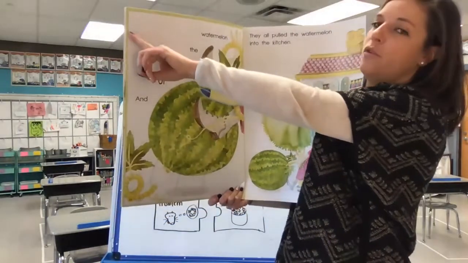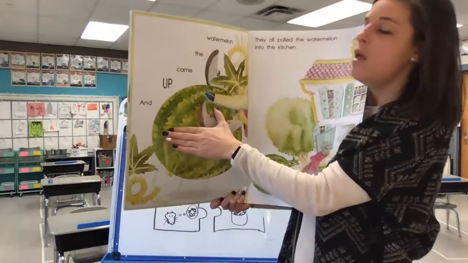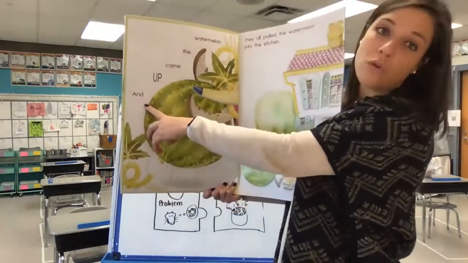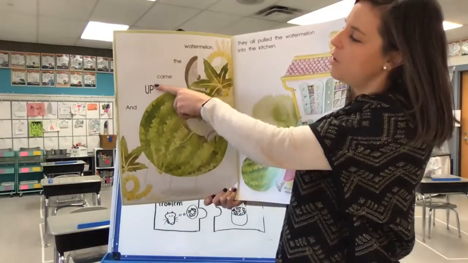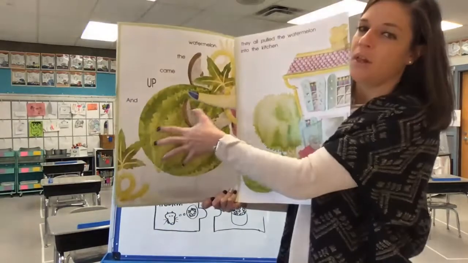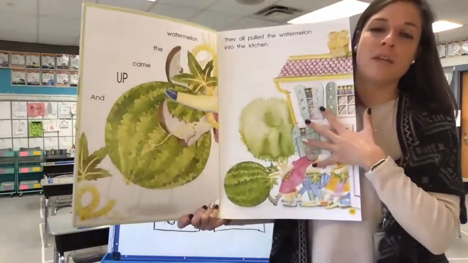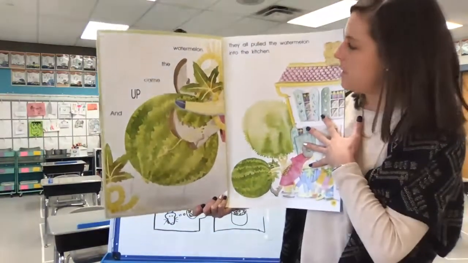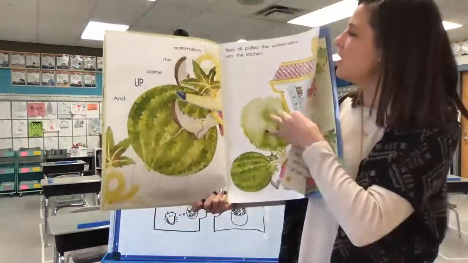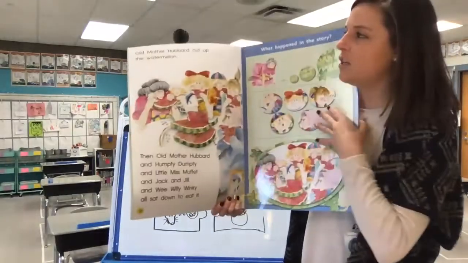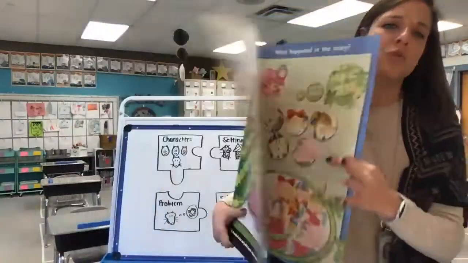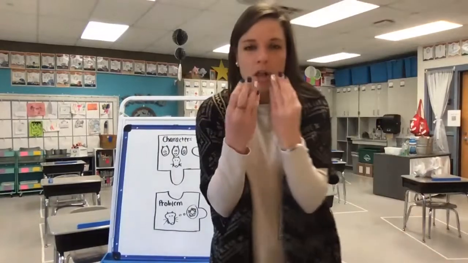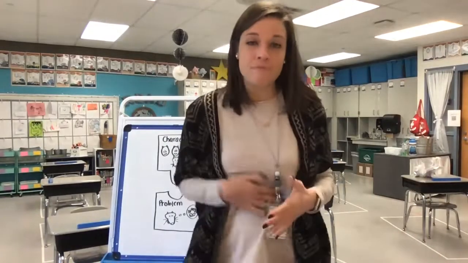Normally we read from left to right and top to bottom. But the author, the person who wrote the book, was really creative and made the words go up as the watermelon came up. So that's showing me as a reader that's pretty important that the watermelon did that. And then at the end of the story, they pull the watermelon to the kitchen, and what do they do? They enjoy their watermelon. Can you guys enjoy your pretend watermelon? So tasty. Raise the roof if you like watermelon.